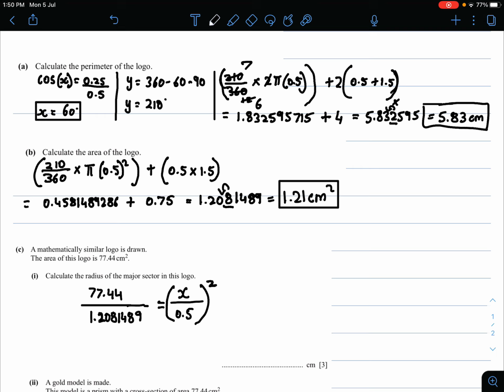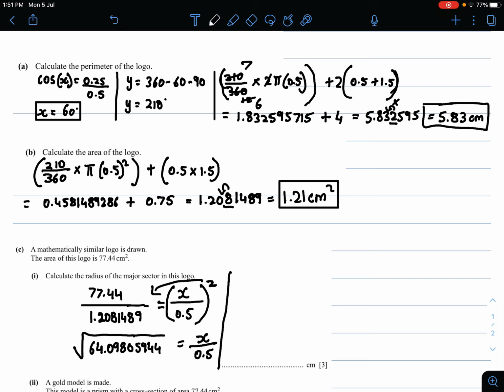So therefore you will have to root 77.44 divided by 1.2081489. So you will have to root 64.09, because we are solving for x. So what we just did was we took the indice to the other side of the equation. Whatever indice you take to the other side of the equation, it becomes a root of that particular number. So if there was, suppose for example, a cube in the indice, it will become a cube root on the other side of the equation.